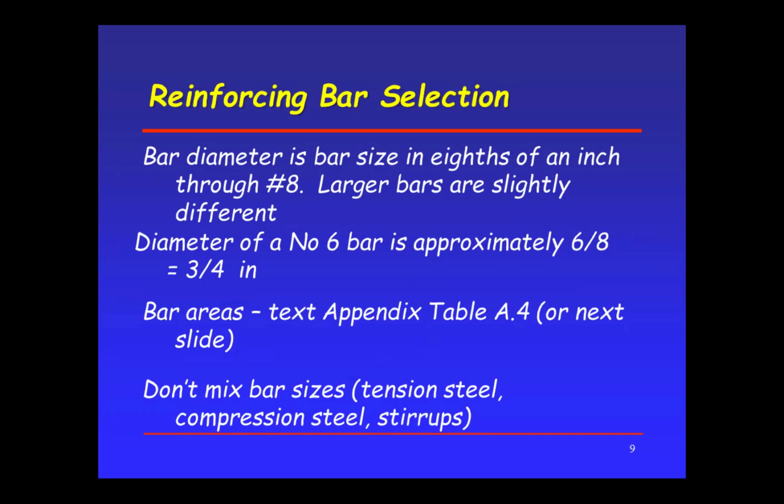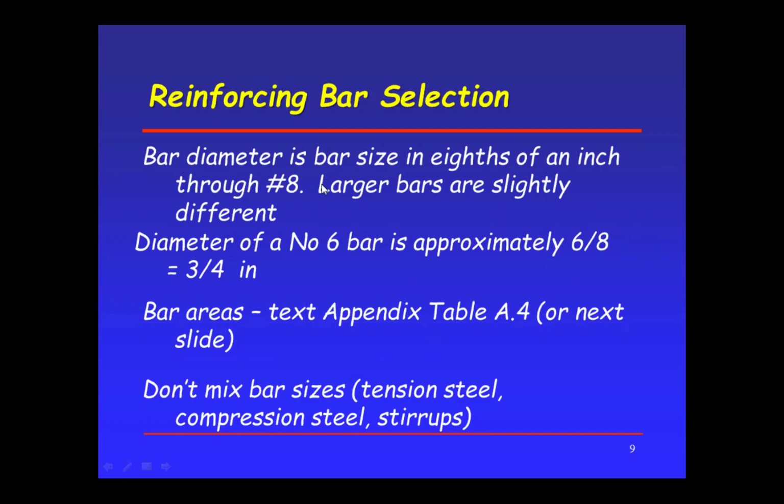So for example, what is the diameter of a number 4 bar? It is 4 divided by 8, which is half inch. What is the diameter of number 8 bar? It is 8 over 8, which is 1 inch. What is the diameter of number 6? 6 over 8, and so forth. But what is the diameter of number 9? It's not 9 over 8. It's going to be a little bit off.